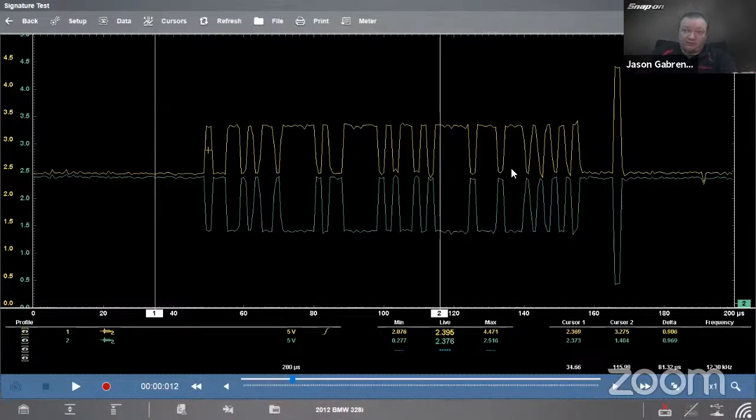As we said before, these squares are the data packets. So CAN high, we have CAN low. When you're connected to a vehicle and it has CAN, if it was known good, we have 2.5 volts in the idle state.